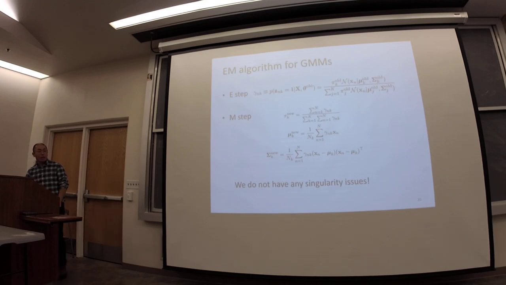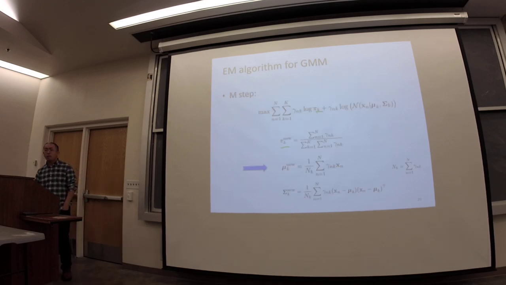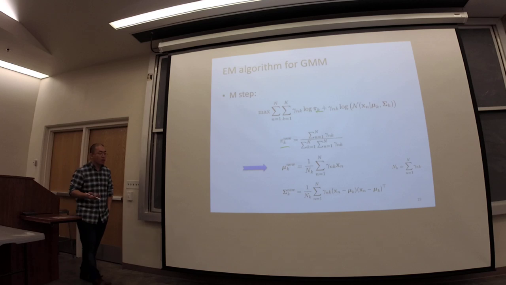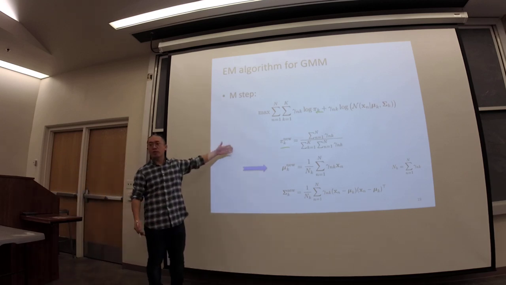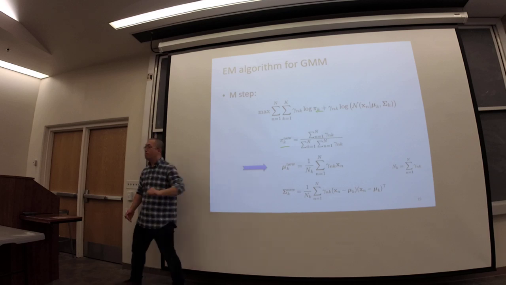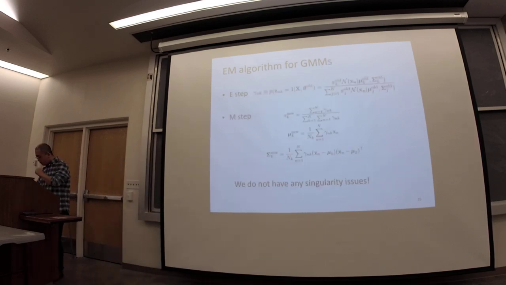I highly recommend you guys write this, because no matter whether you are willing or not, you have to implement this Gaussian mixture model on real data. I had to implement this myself. So now let us look at this updating formula. We found that we'll never have any singularity issues. Why?